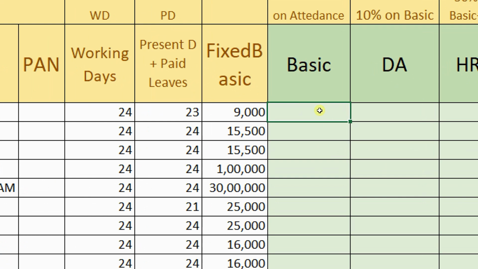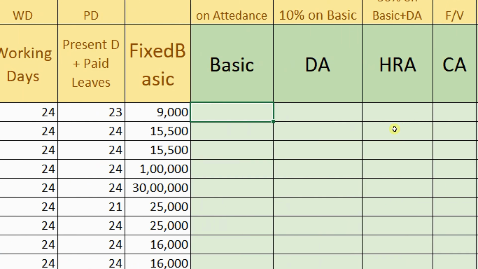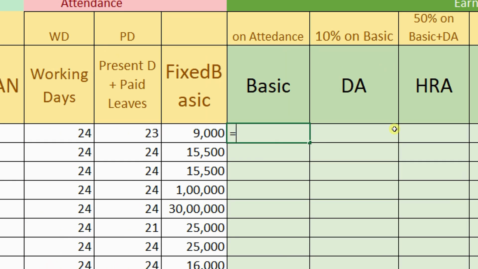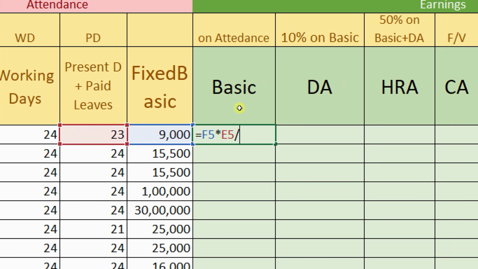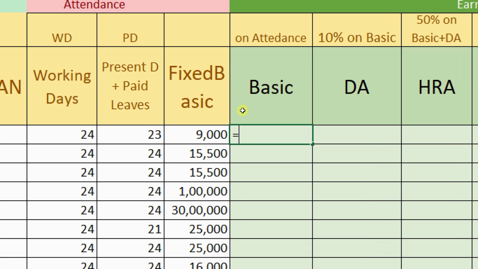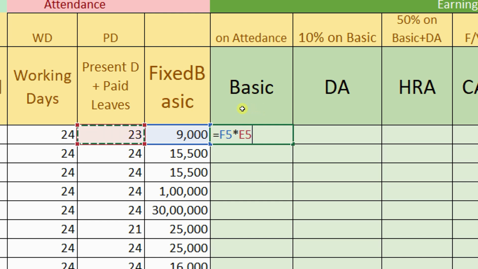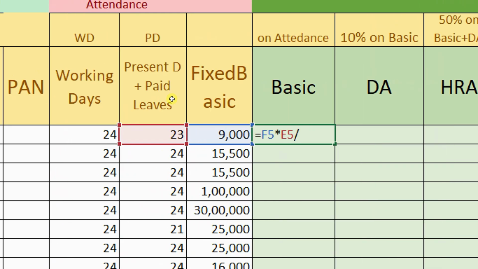Basic. How do you calculate basic? The formula for basic calculation is equals to the promised basic salary multiplied by total presence by working days. Equals to basic salary F5 multiplied by present days out of working days.